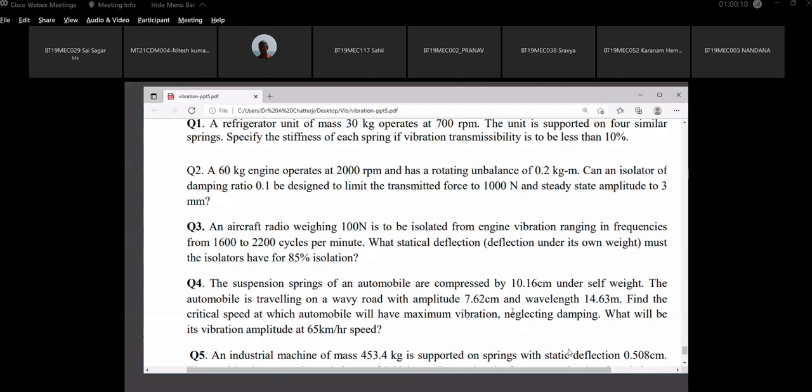So you have to find out the value of R. First you have to find out omega when the vehicle is moving at 65 kilometer per hour. Omega you already know. Find R. Take damping as 0 here. Damping is not mentioned, I mean damping is negligible here. So transmissibility is 1 upon modulus of 1 minus R square. But we have to find out the frequency ratio R.